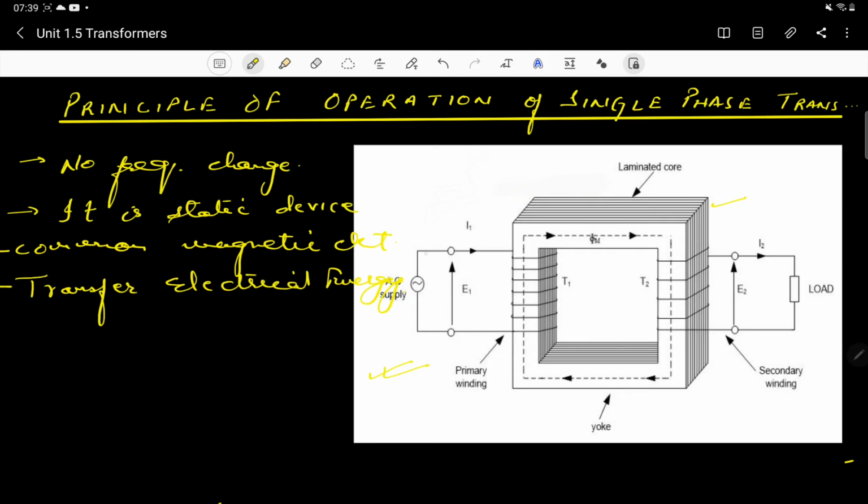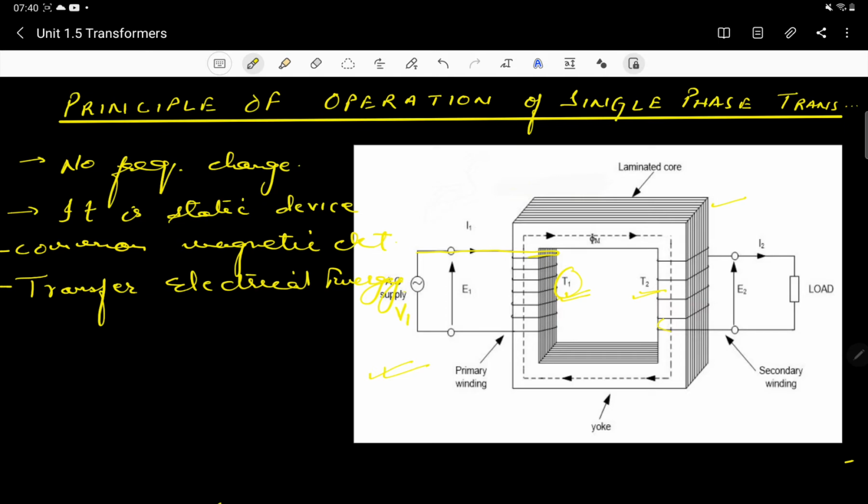Here you can see, this is your coil here, and this is your coil here. There is no electrical connection between them. So let T1 be the total number of turns on the input coil. You can see that this is the input coil and this is the output coil. T1 is the number of turns in this coil and T2 is the number of turns on coil number 2 respectively.